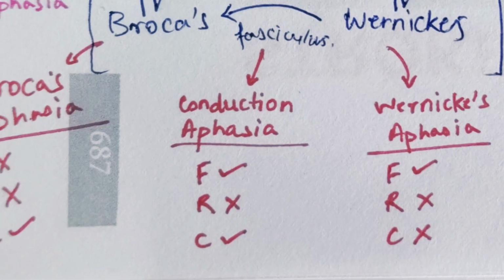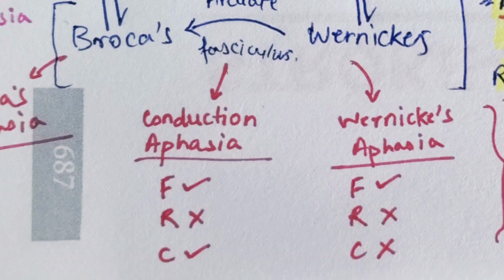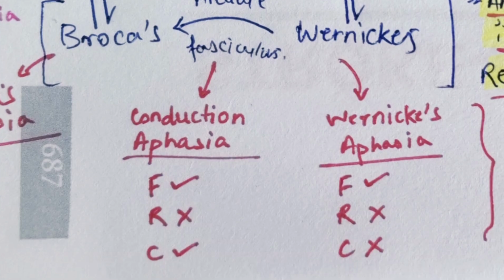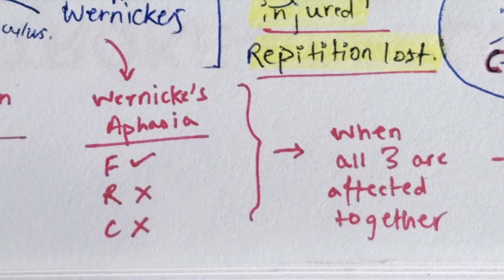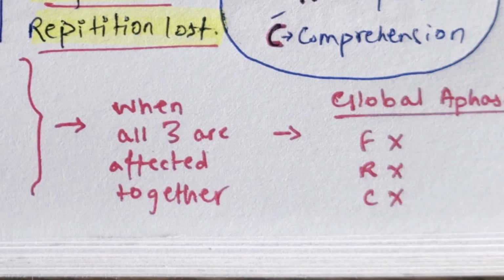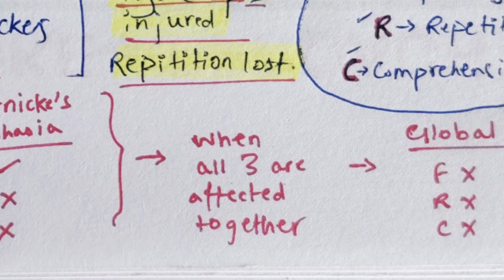As I was saying, in conduction aphasia, since the only connection between Wernicke's and Broca's is lost, the number one thing we lose is repetition, because it is one of those three things which, if lost, repetition is lost. I'm re-emphasizing it again and again. So repetition is lost, but Broca's and Wernicke's are all right, so the fluency and comprehension are absolutely normal. Now a combination of all three, where Broca's is affected, Wernicke's is affected, and the arcuate fasciculus is affected in, say, some MCA stroke, gives something called global aphasia, where fluency, repetition, and comprehension are all lost. Essentially the person is mute.